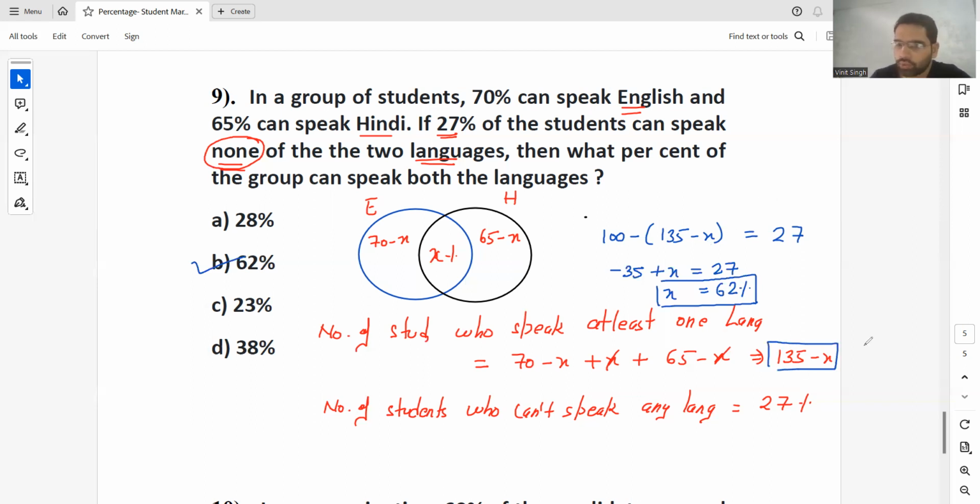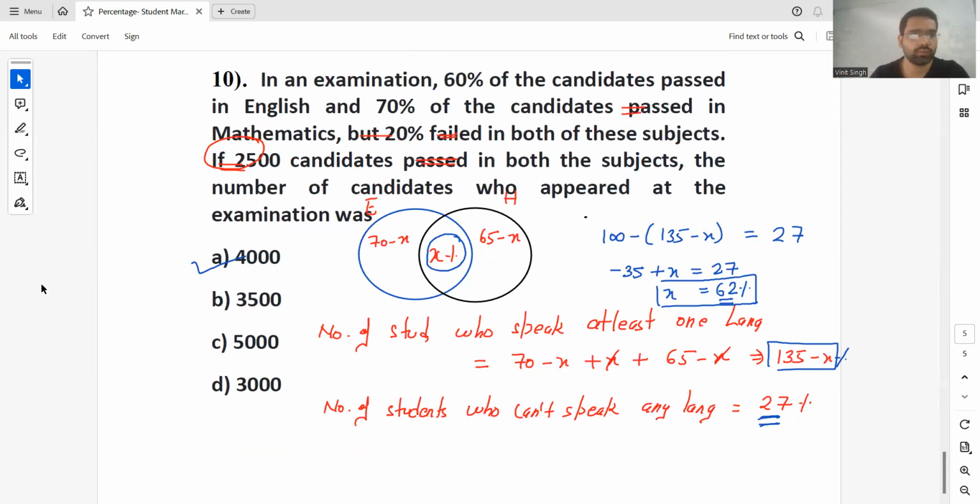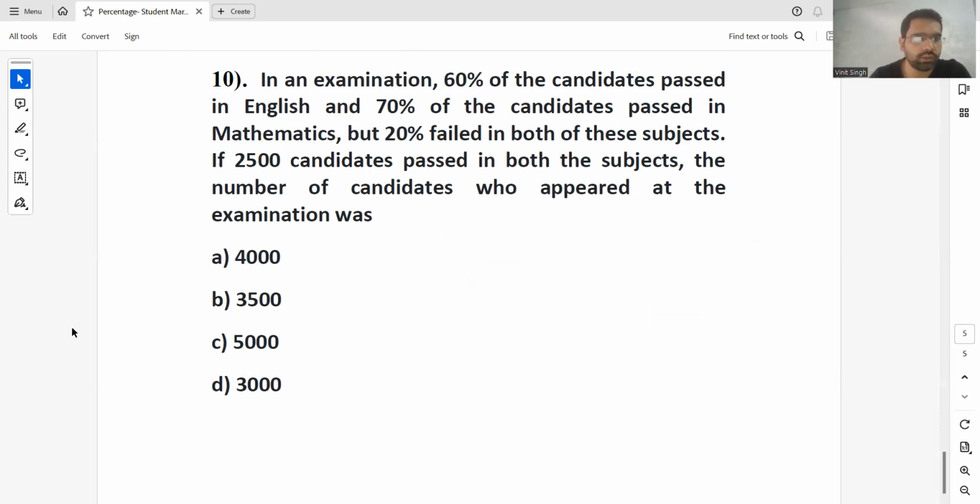135 minus X are those students who can speak at least one language. 25% who can't speak any language. So 100 minus (135 minus X), we will get 25. So X is equal to 60% are those students who can speak both languages. This X can speak both languages. Now, next question.